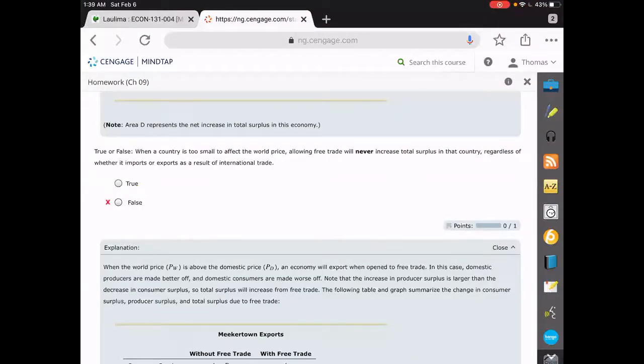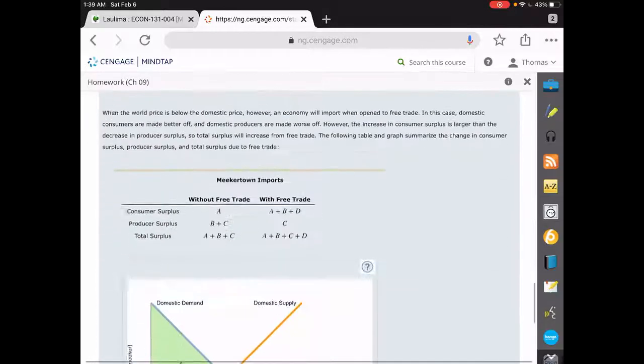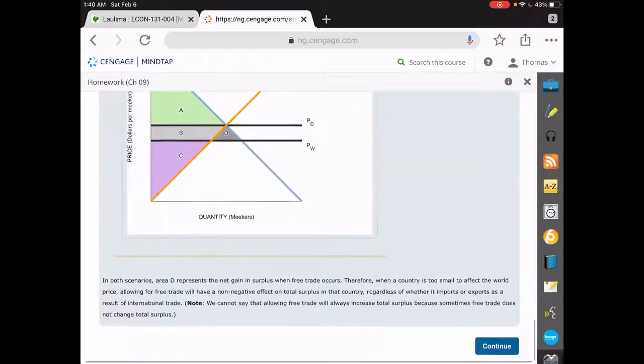When the country is too small to affect the world price, then free trade actually always increases the total surplus. This is saying it never does, which is the exact opposite. So that part of the statement would in fact be false.